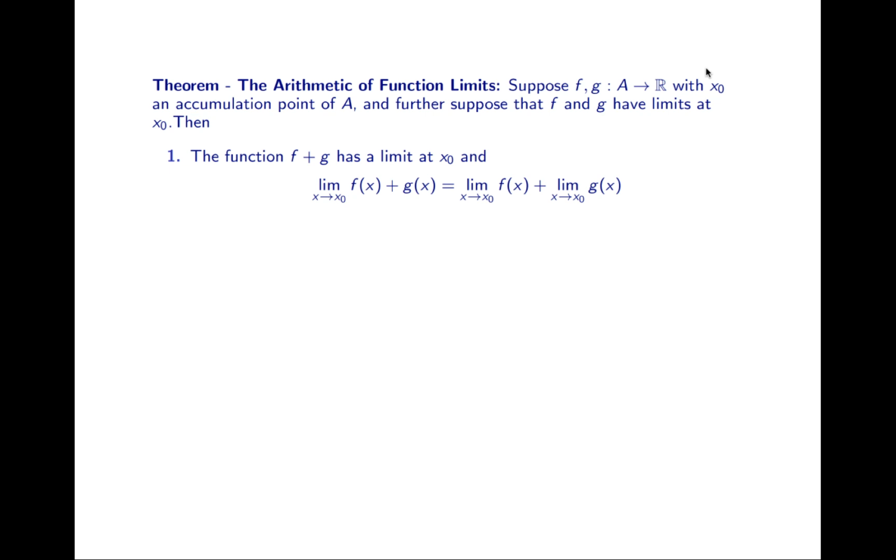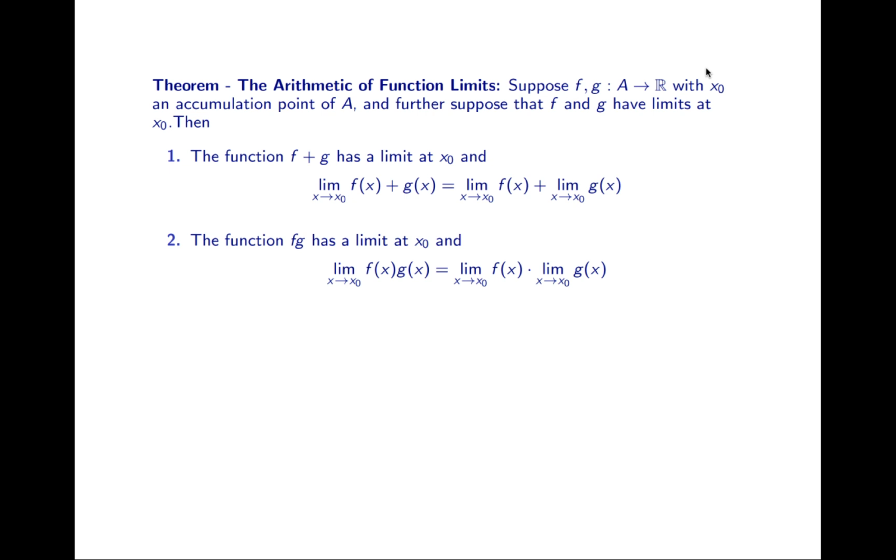So let's put it in the theorem. Suppose f and g map some domain A to R, where x naught is an accumulation point of the domain, and f and g have limits at x naught. In other words, right, what we just assumed in the previous slide. Then the function f plus g has a limit at x naught. In other words, I can distribute the limit so long as f and g each have limits.